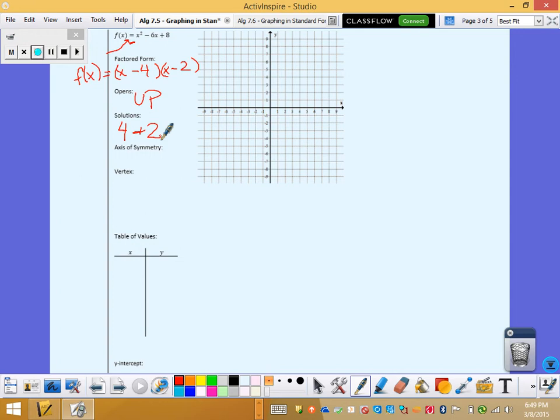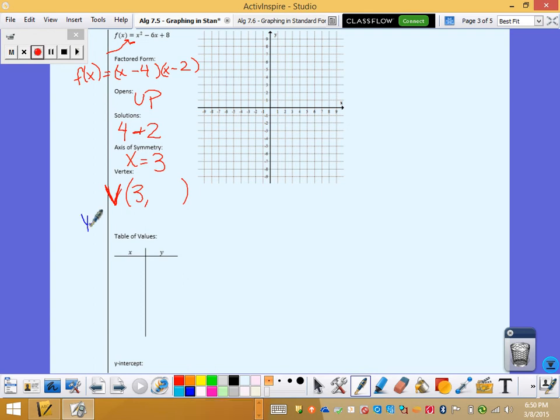Okay, so then the axis of symmetry is going to be right between 4 and 2. We don't really even need to add them and divide by 2. The only number between 4 and 2 is 3. Okay, and from there we're going to find our vertex point, which I'm going to get you in the habit of writing v in front of that point. We know the x-coordinate is 3. We get that from the axis of symmetry. And we need to solve for the y-coordinate.